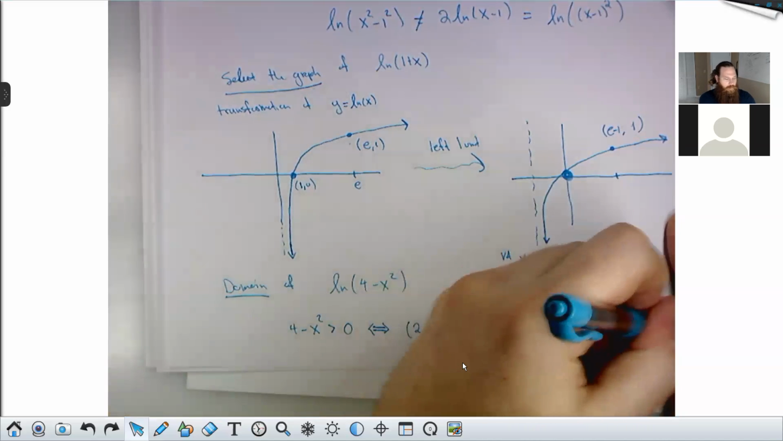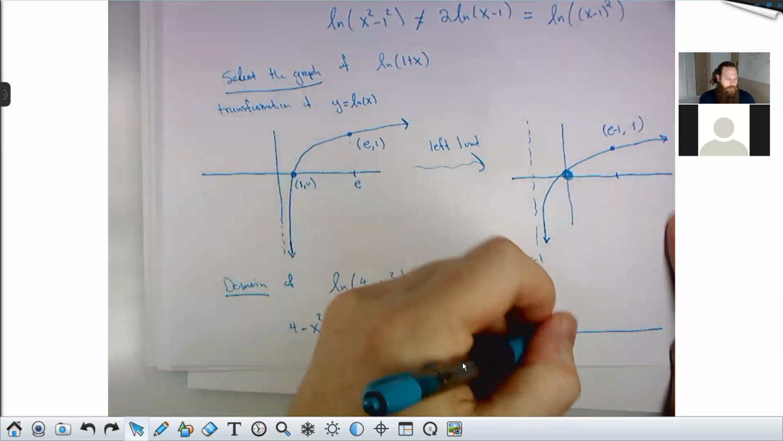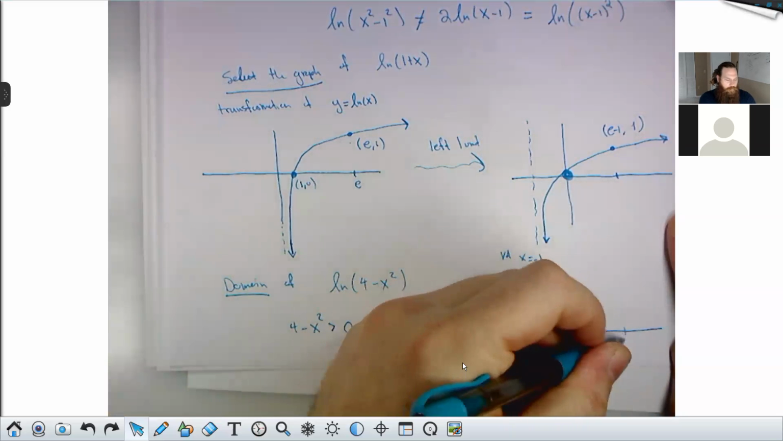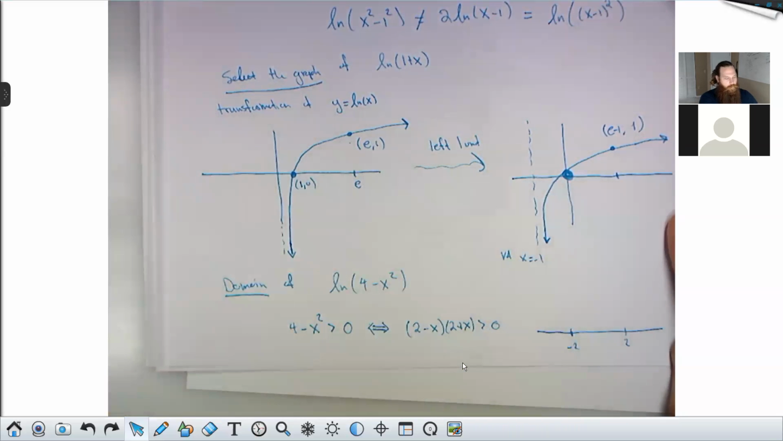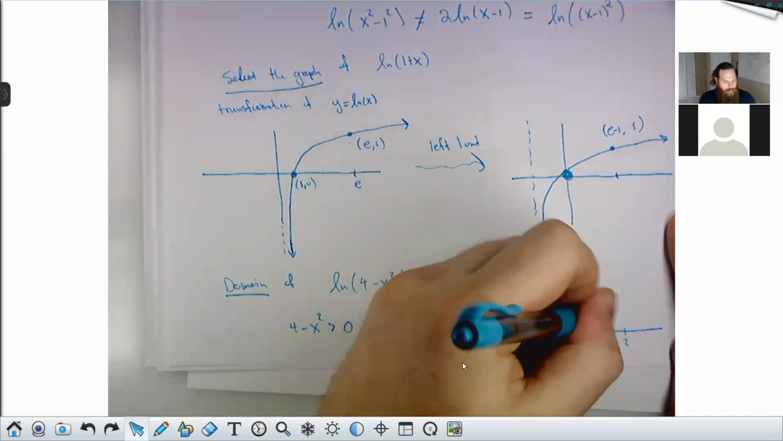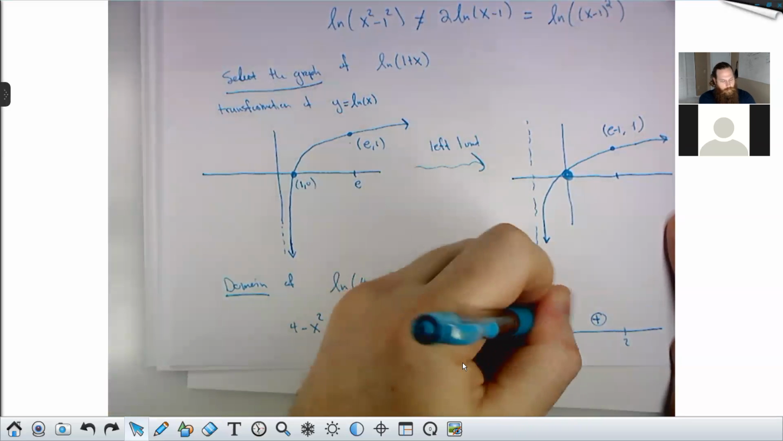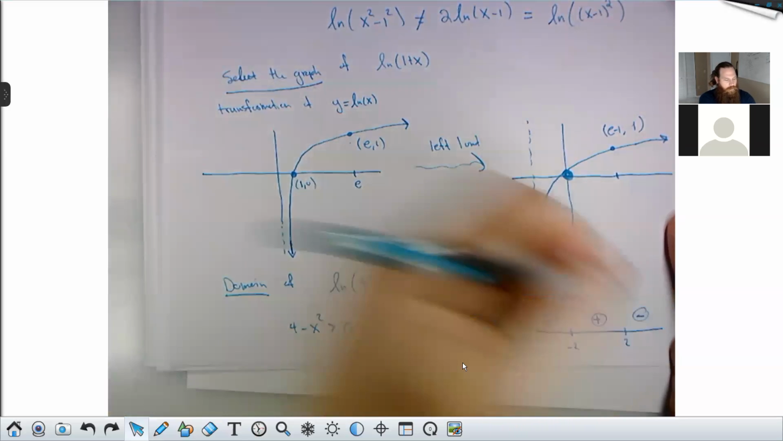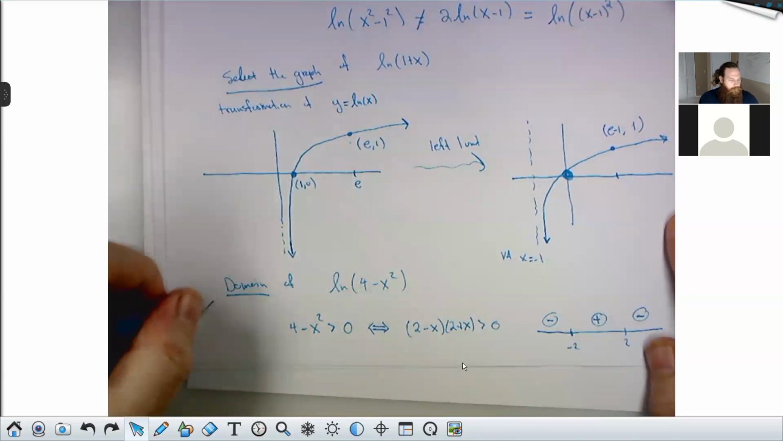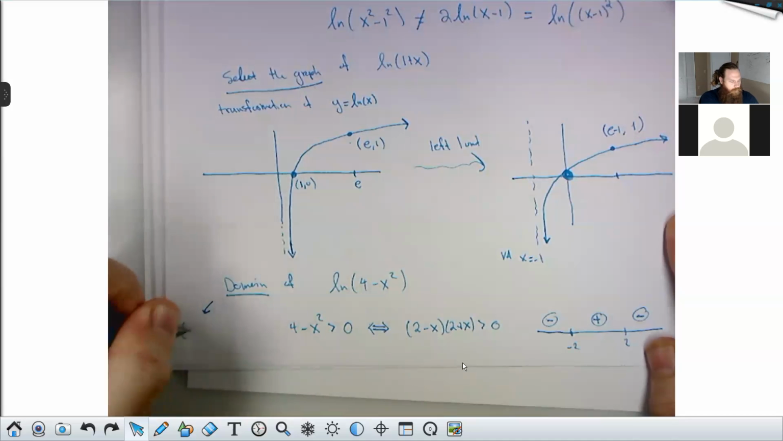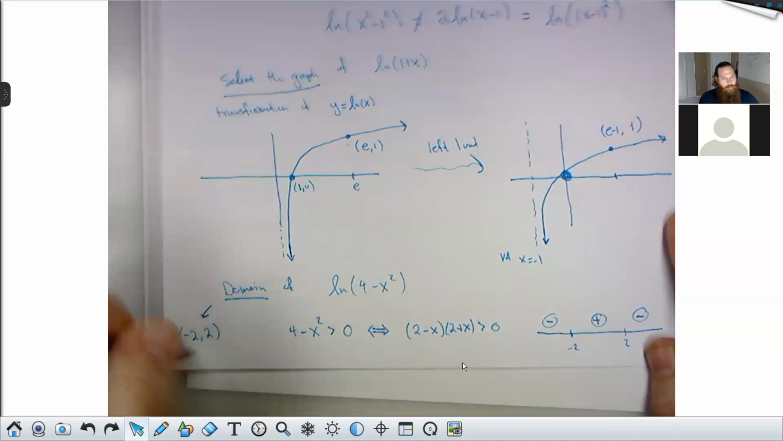Then we plot the special numbers on a number line. So my special numbers are -2 and +2. Then we test a point from each region. If I plug in x equals 0 here, I get +4. So I can test a point from the middle region and then use my multiplicity trick to say we will change sign here, we will change sign here. So the domain is the open interval from -2 to 2.